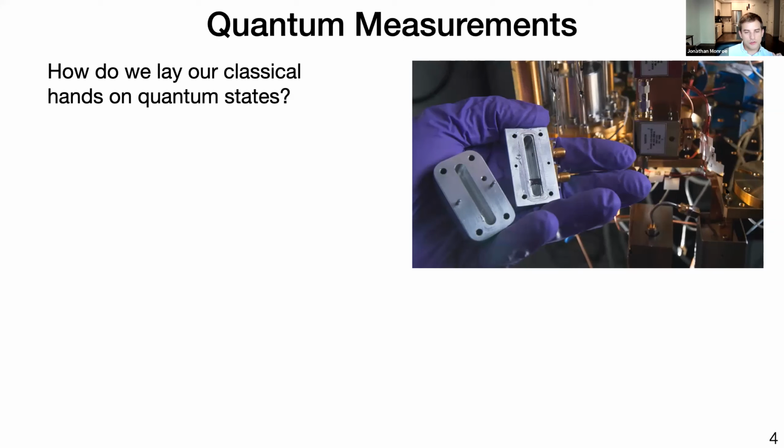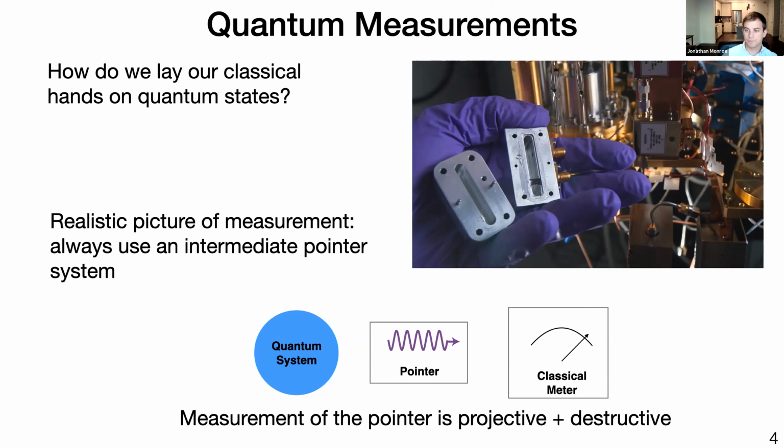This is a pretty interesting question because we live in a fairly classical world, and so it's difficult to lay our grubby classical hands on delicate quantum states. It's obviously not enough to just wear gloves. We put it in a dilution refrigerator to really isolate it from any fluctuations, thermal or any other kind. But the real way that we perform these measurements is by using a pointer. In any kind of realistic picture of a measurement, there's always some physical interaction between the system that we're interested in and some measurement apparatus, some pointer.